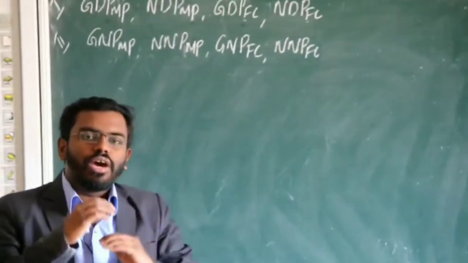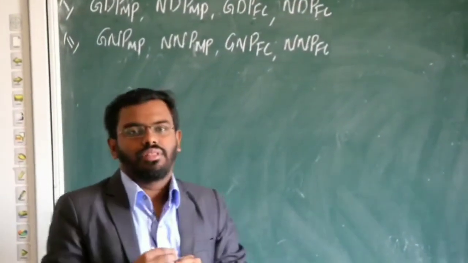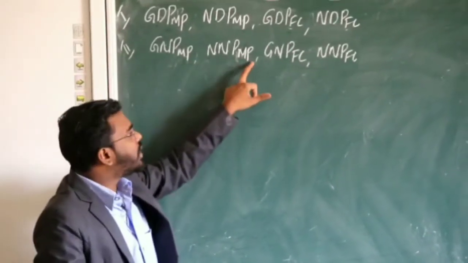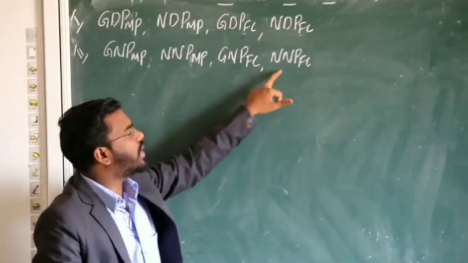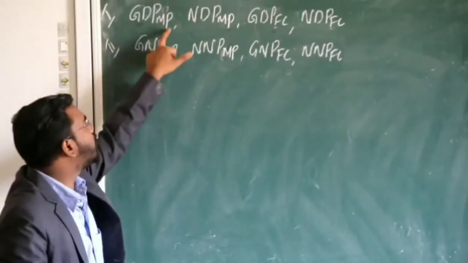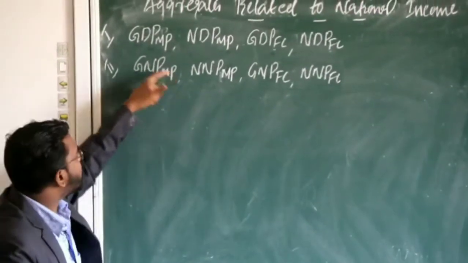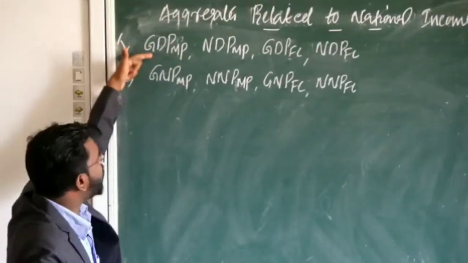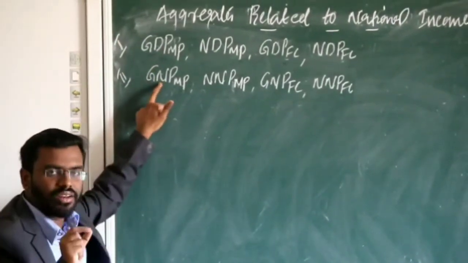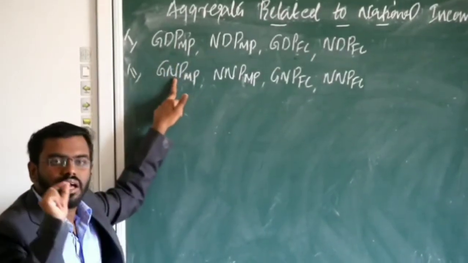Okay, now we are going to analyze national concepts, that is GNP-MP, NNP-MP, GNP-FC, NNP-FC. Yesterday we discussed GDP-MP and today we are going to discuss GNP-MP. What is the difference between GDP-MP and GNP-MP? Instead of D, here it is N. This D shows domestic and this N shows national.